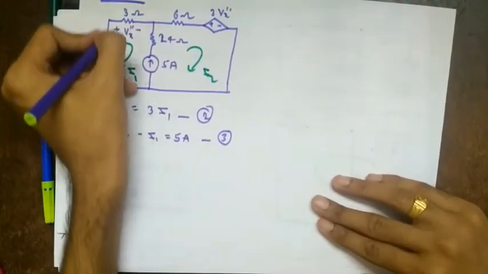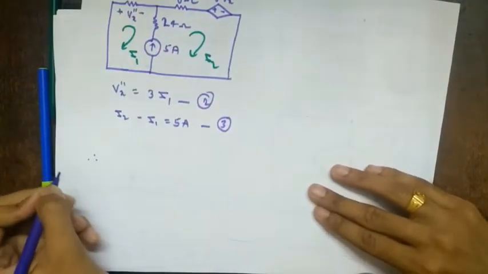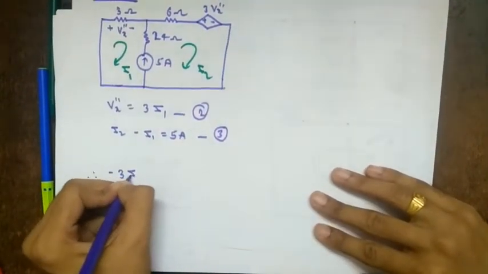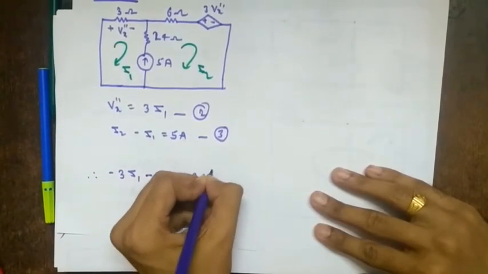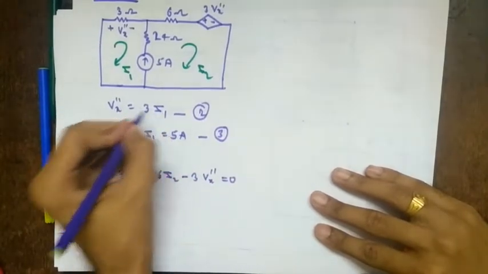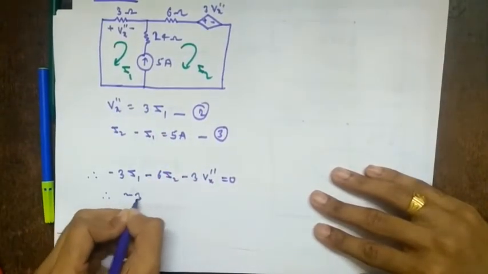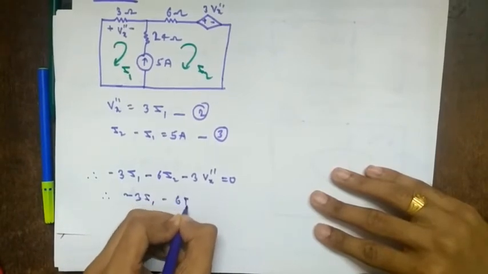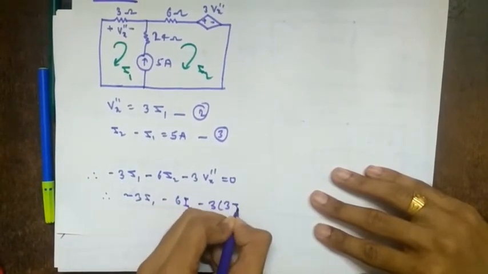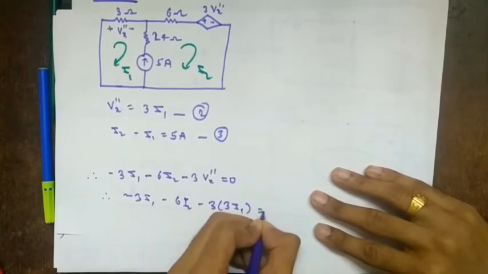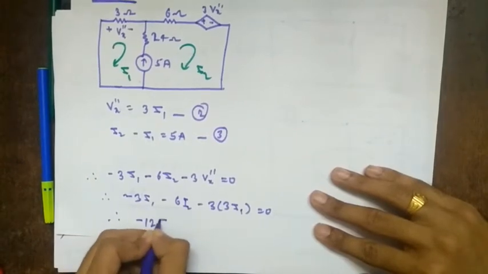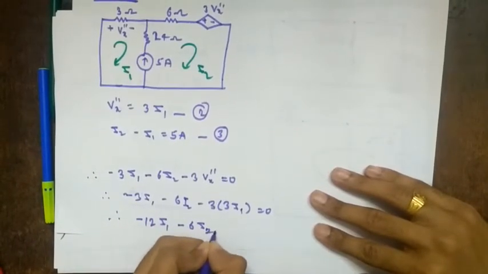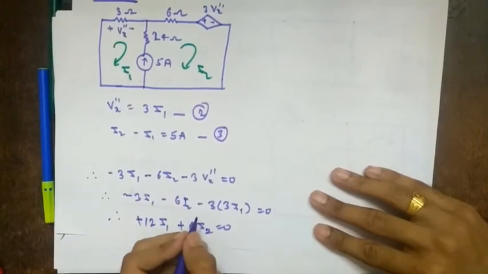Then applying KVL to super mesh, we get minus 3 I1 minus 6 I2 minus 3 Vx double prime equal to 0. What is Vx double prime? 3 I1. So minus 3 I1 minus 6 I2 minus 3 times 3 I1 equal to 0. So 3 3s are 9, minus 9 minus 3 minus 12. So minus 12 I1 minus 6 I2 equal to 0. So I can make this plus. This is equation number 4.